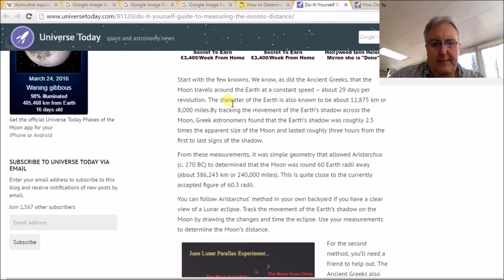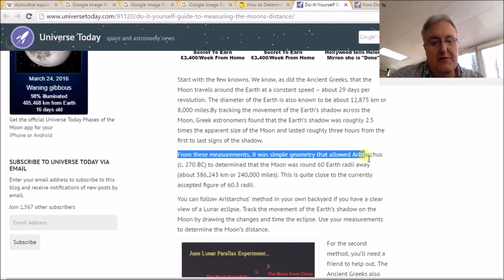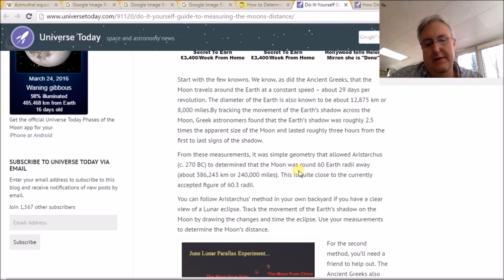And then he says here, the diameter of the Earth is also known. Oh, really? What happens if you got it wrong? Because he says, from these measurements, it was simple geometry that allowed another Greek guy to determine that the moon was, whatever, a distance, radar distance. So basically their whole formula for calculating the distance to the moon is based on the diameter of the Earth. So if that is wrong, then the distance to the moon is wrong, which means that the distance to the sun is wrong.